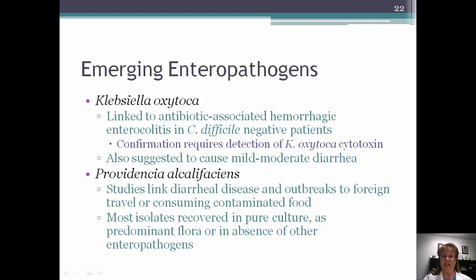Lastly, Providencia alcalifaciens. Studies have linked diarrheal disease and outbreaks with this organism to things like foreign travel and consuming contaminated food. Most of the isolates causing disease have been recovered in pure culture or as a predominant flora, or in the absence of other enteric pathogens.